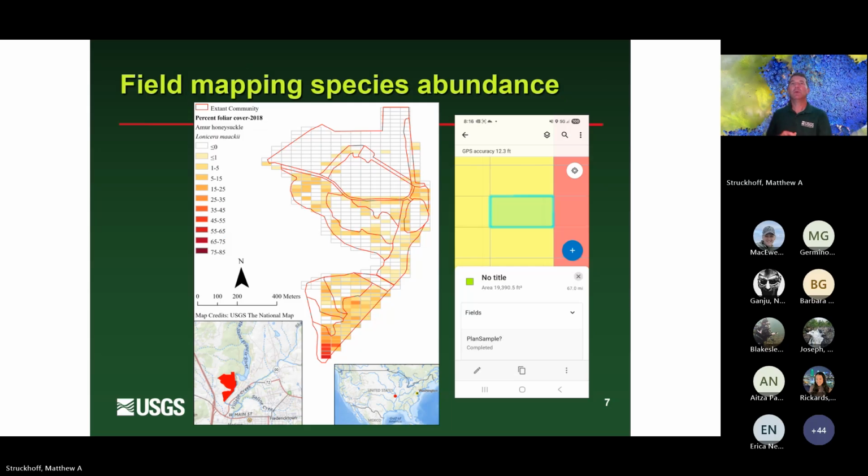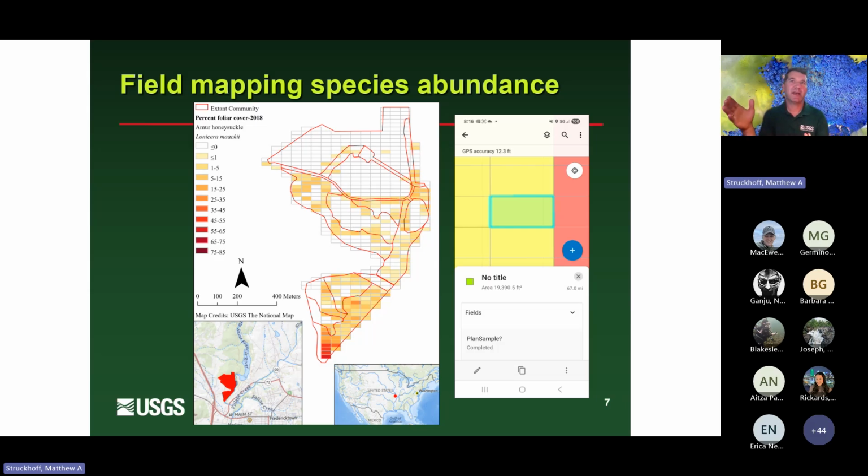So as we started, we envisioned that field mapping of invasive species would be one of the primary methods by which we could collect data, as well as present that information to stakeholders and people involved with the management of the site and pushing this restoration forward. And this is a little preview for what we'll be discussing tomorrow in the workshop portion. We'll be talking about field data tools for data collection and presentation.